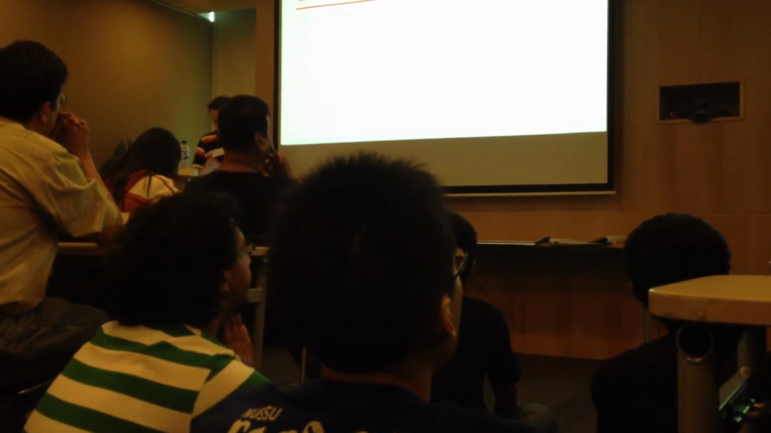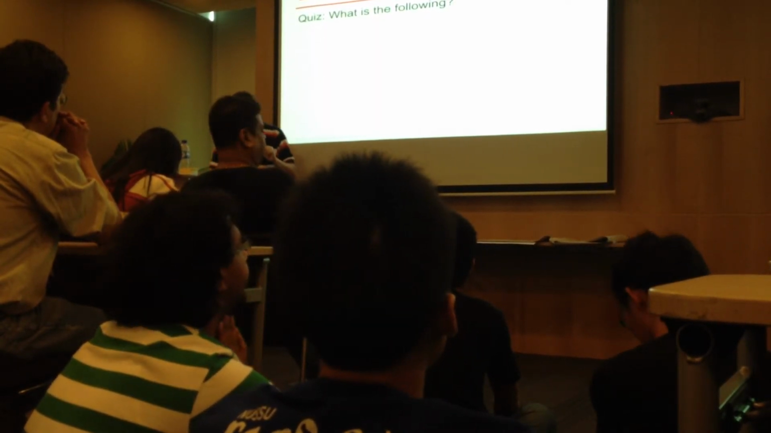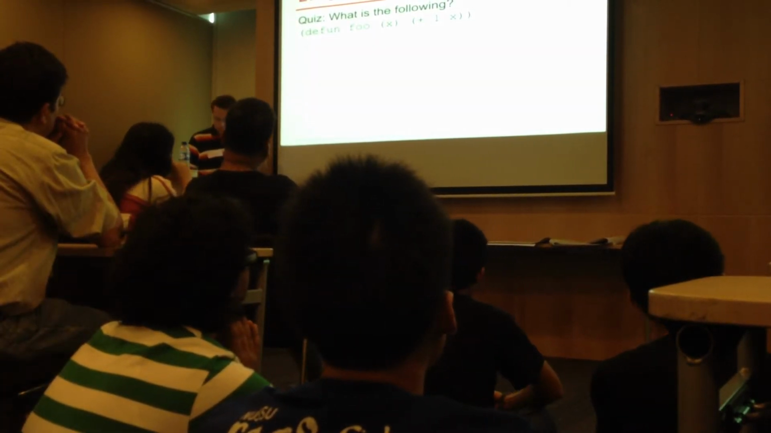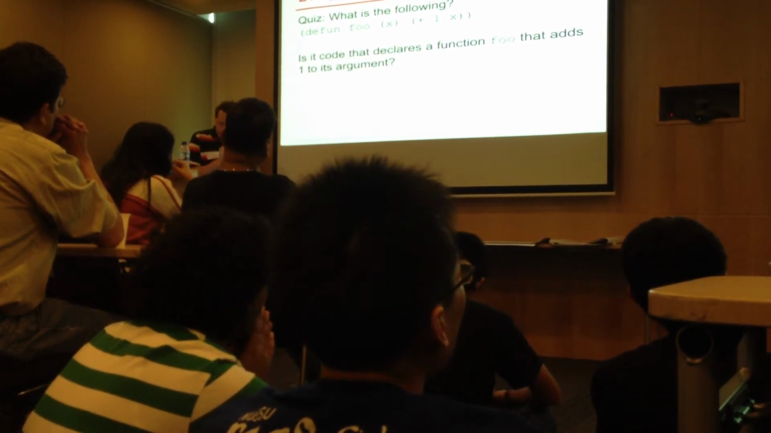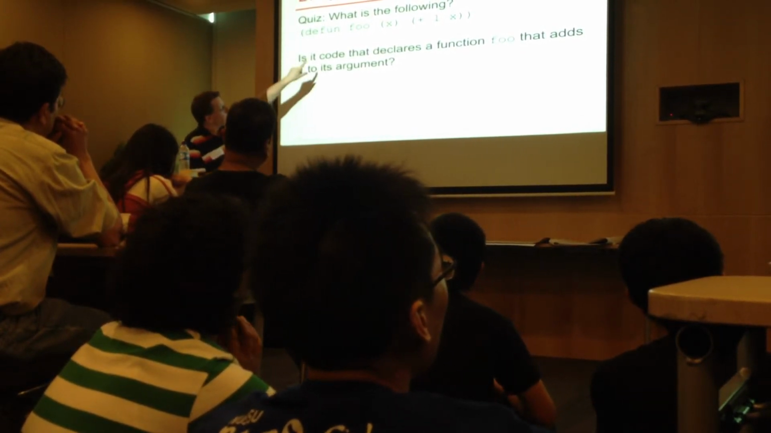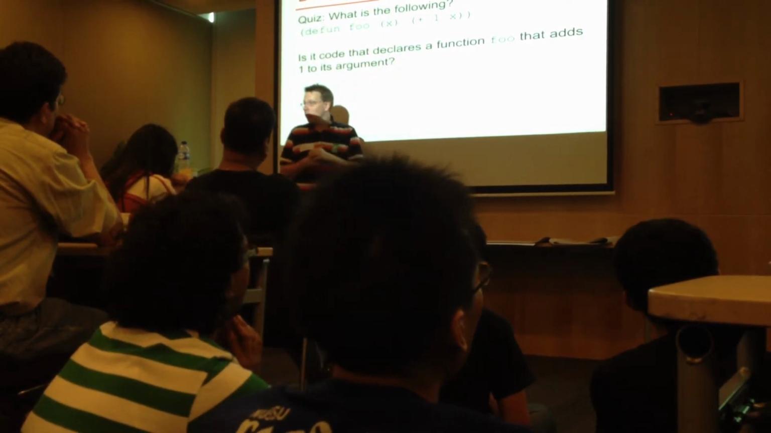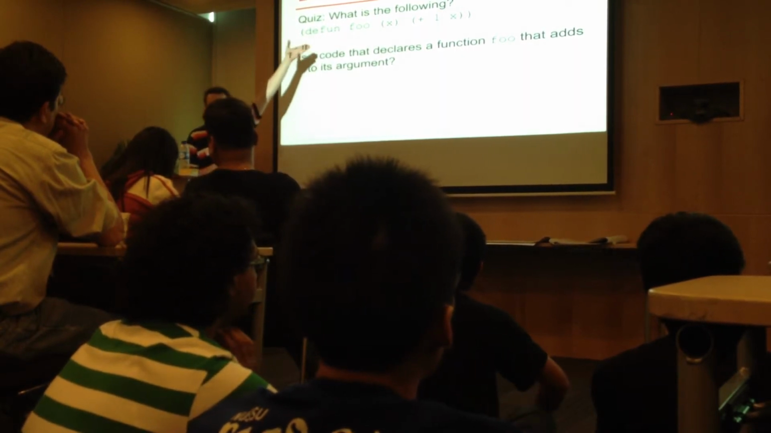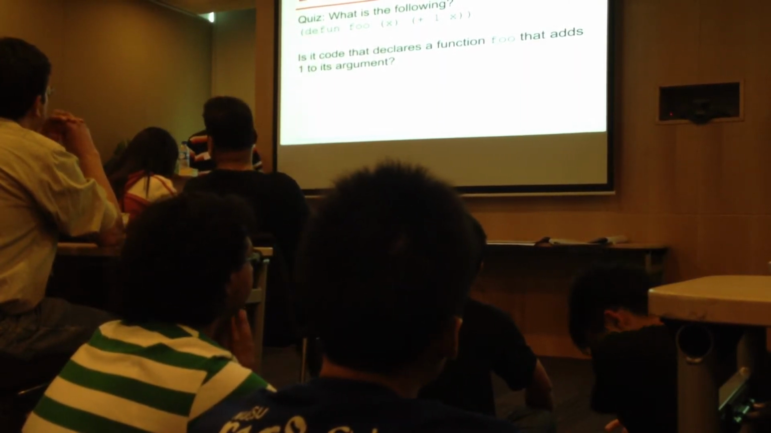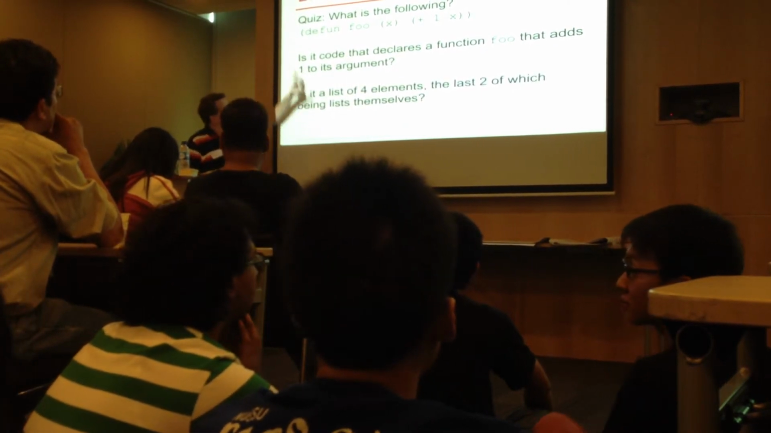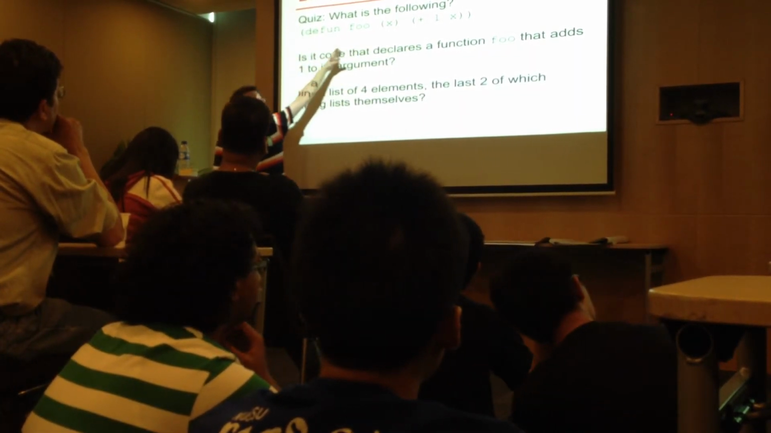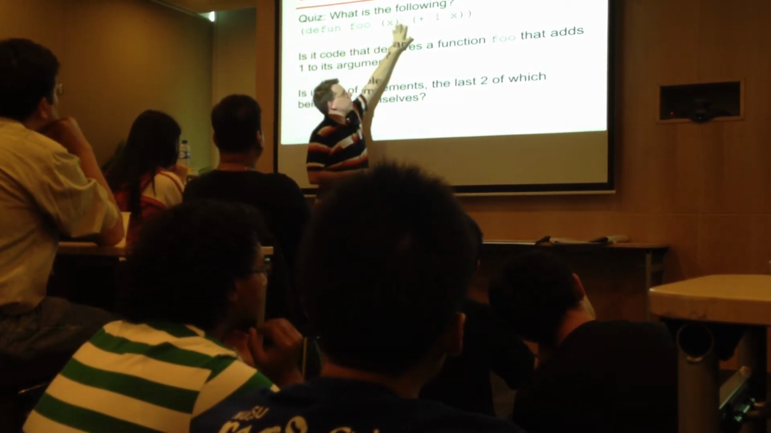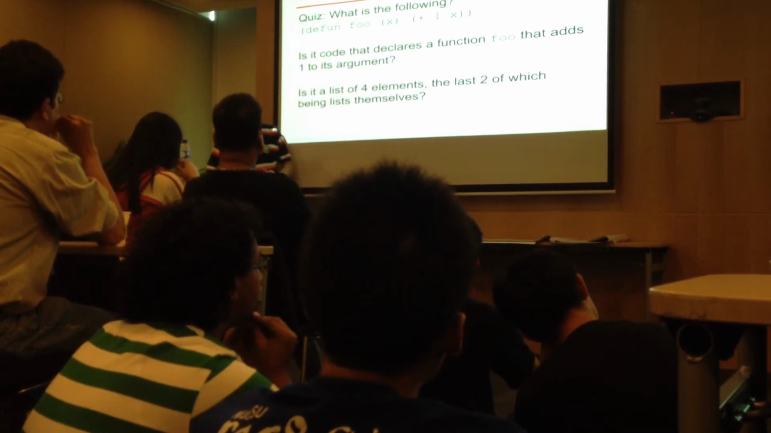Now, a little bit of a quiz, and this is interesting actually. You saw this a couple of slides back. You might ask yourself, is this code that declares a function foo, takes one argument, and adds one to the argument? Yeah, I guess. You can run this, and it will define that function. But you can also ask yourself, is this a list? As you can see, the syntax is the same. This could be a list of define, a foo, another list, and another list. Could be. So the answer is both.